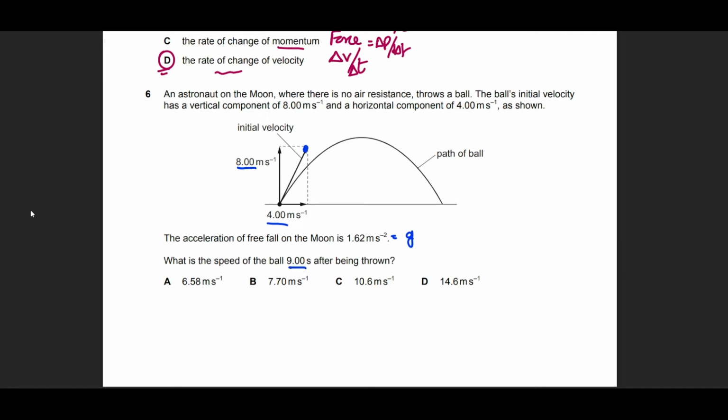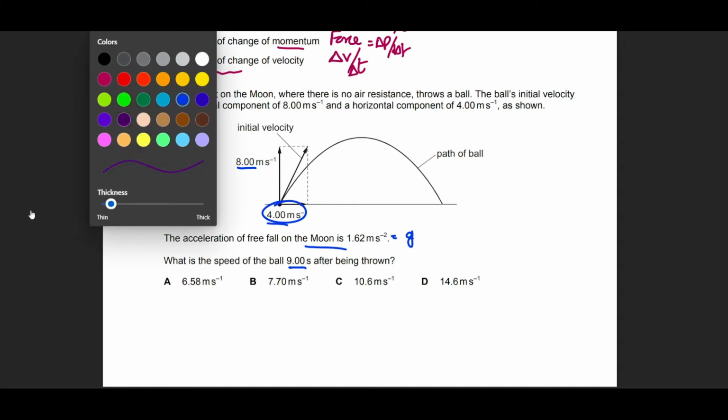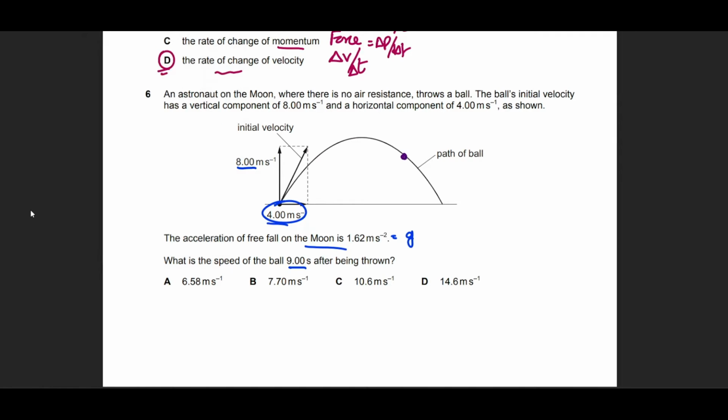So we don't know whether the ball is going to be at this location or at this location after 9 seconds. Where it's going to be, I don't know. But what we can do is find out the component of velocity that is affected by gravity. You see, the forward component at any stage of its life will not be affected. So let's say, for the sake of assumption, that after 9 seconds this object is going to be at this location. So the forward velocity is still going to be 4 meters per second, as this one.